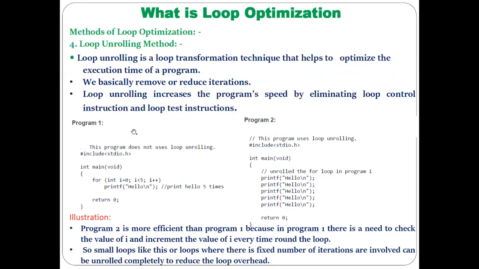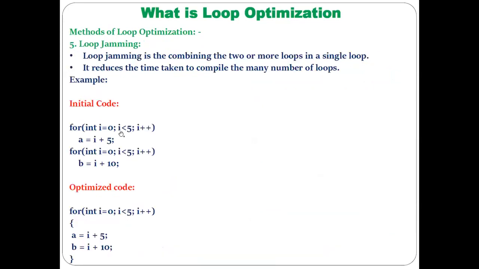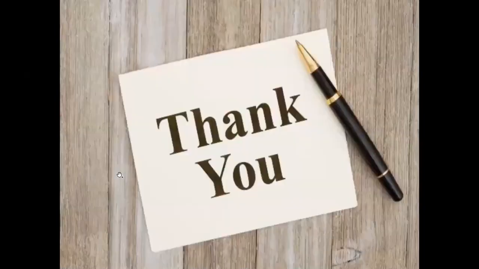Then loop unrolling, where we try to reduce or remove the loop completely if a small number of iterations are there. And loop jamming, lastly, where we combine two or more loops into a single loop if it is possible. Okay, so this is all about the loop optimization techniques.